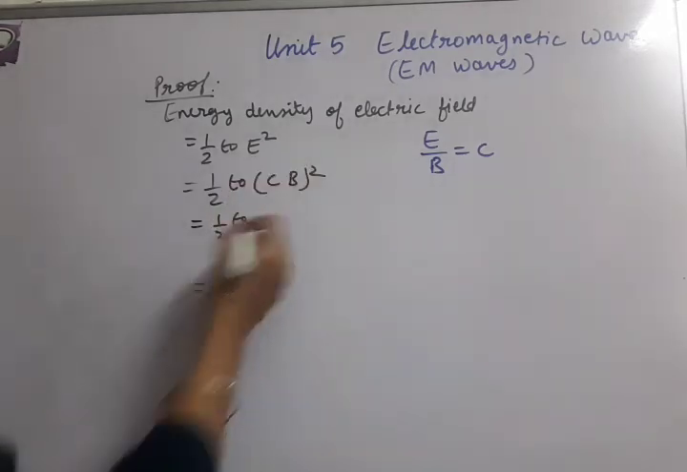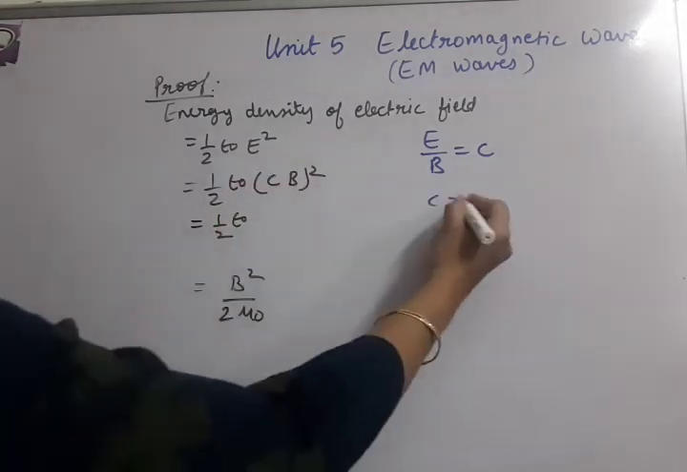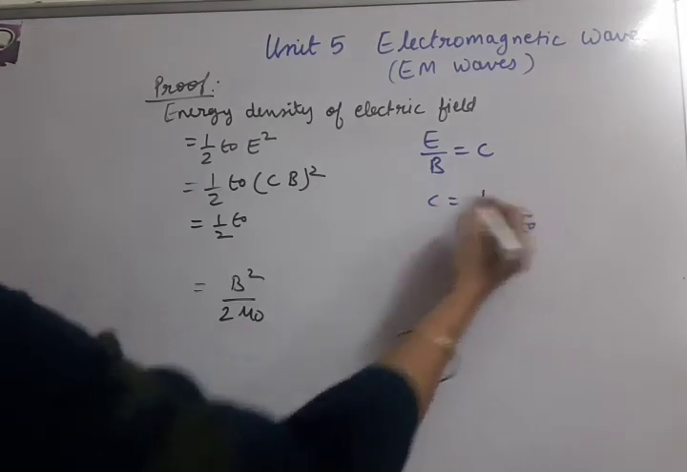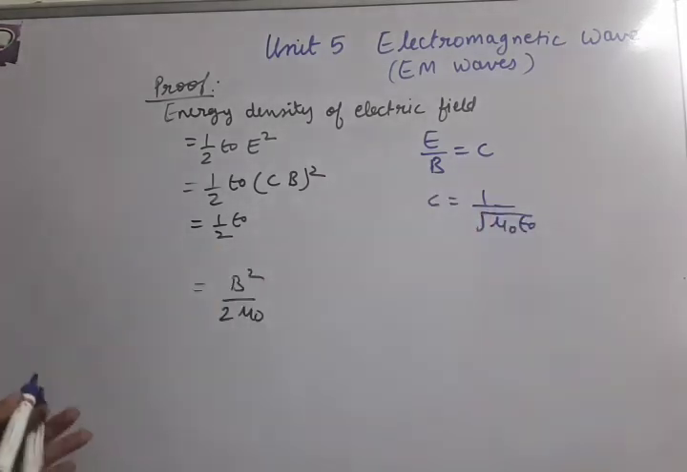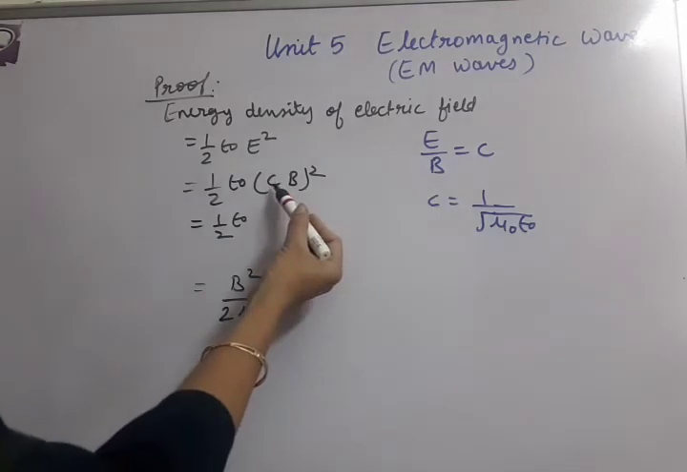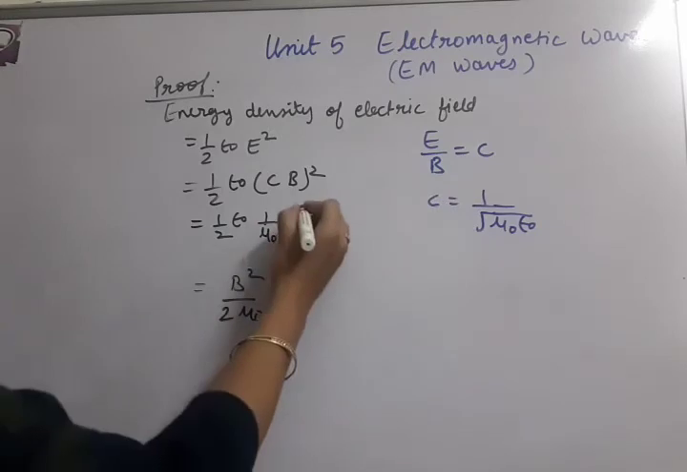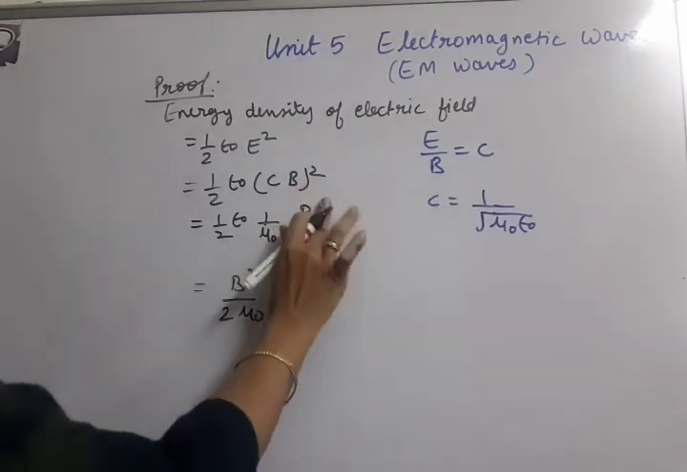C square. Now you already know C formula is 1 upon root of mu 0 epsilon 0. So second formula will be used this. हमें यहाँ C square चाहिए. तो C square कितना हो जाएगा? 1 upon mu 0 epsilon 0 and B square.